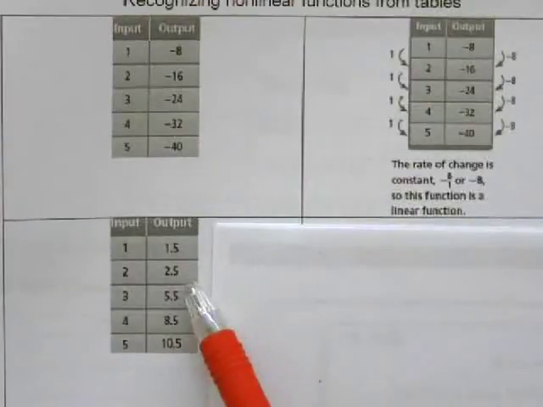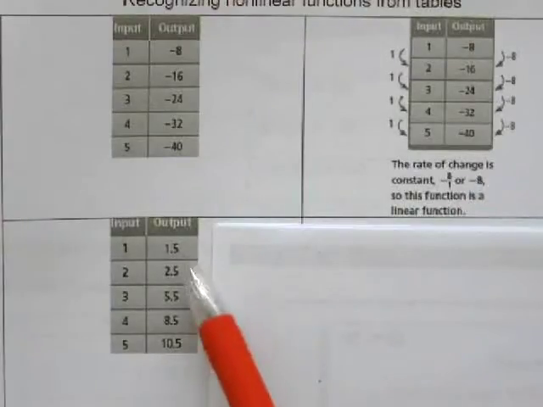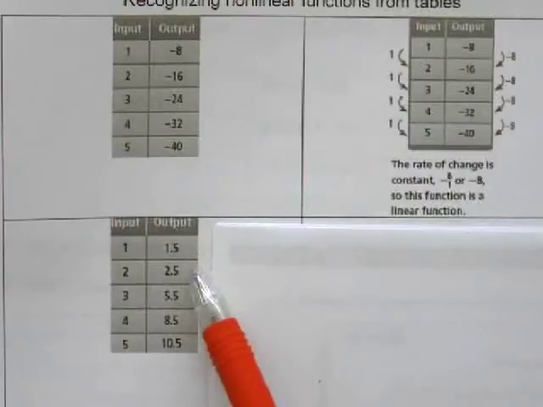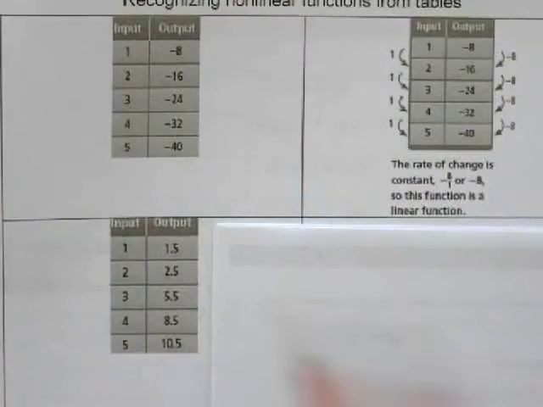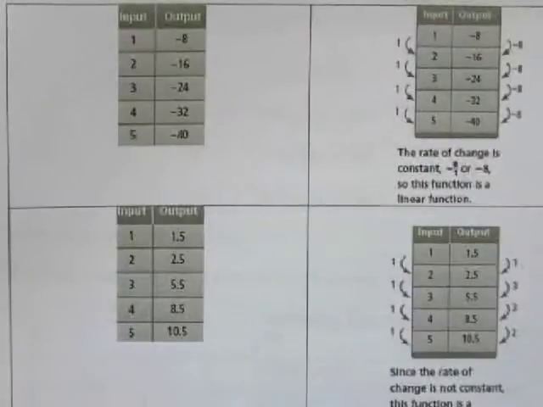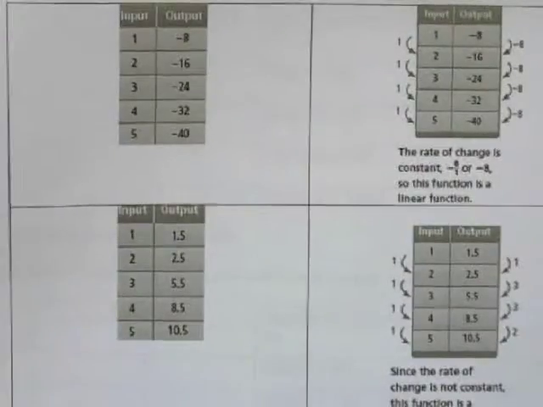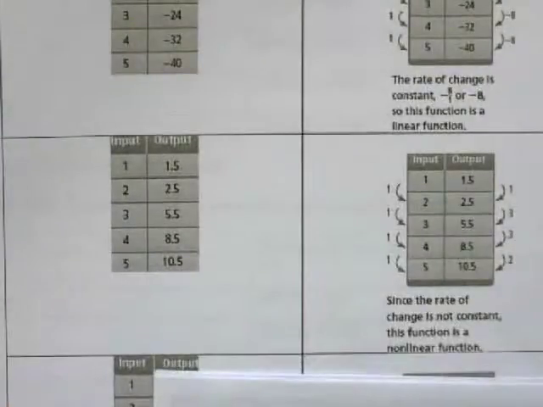1.5 to 2.5. Okay, that's 1. 2.5 to 5.5. That is not the same as this first one. In other words, the distance between this value and this value is different from the distance between this value and this value. So I can say the rate of change is not constant. And since the rate of change is not constant, this function is a nonlinear function.